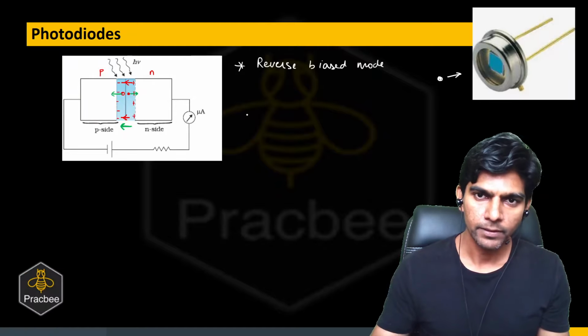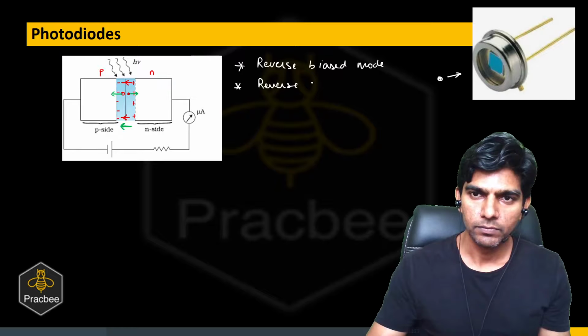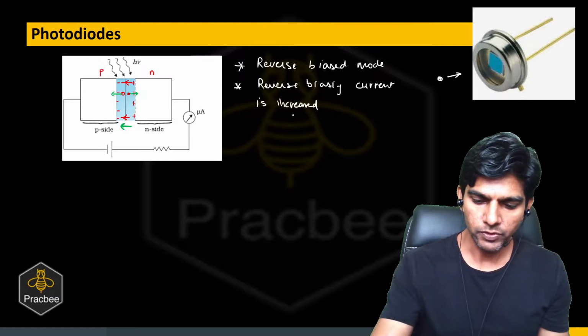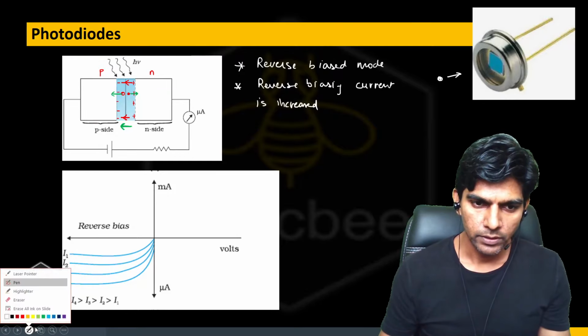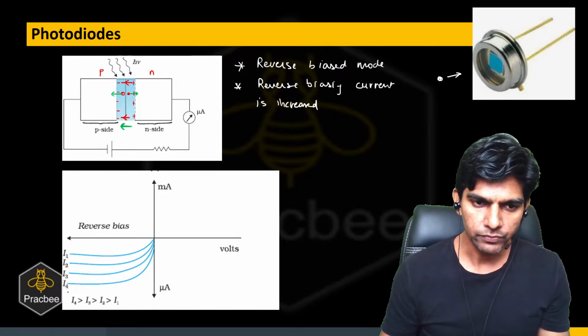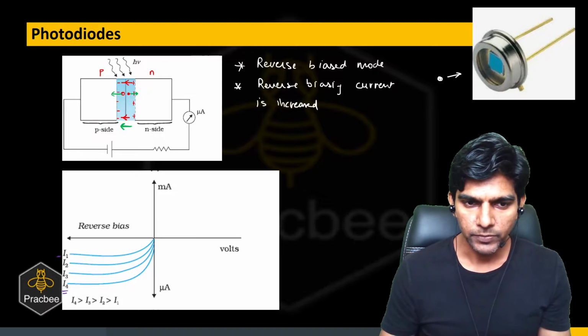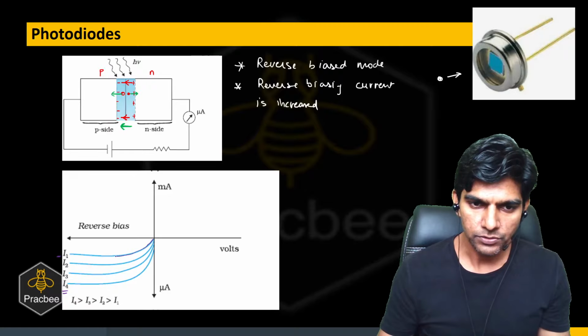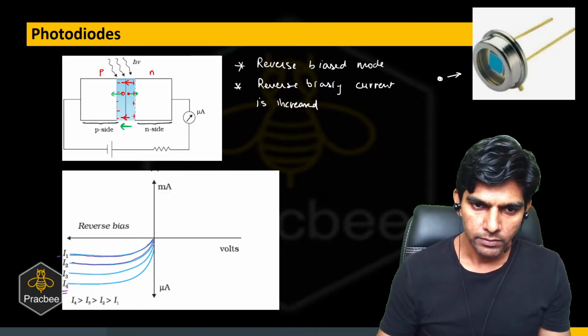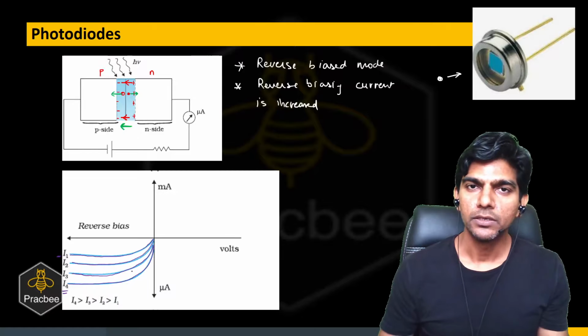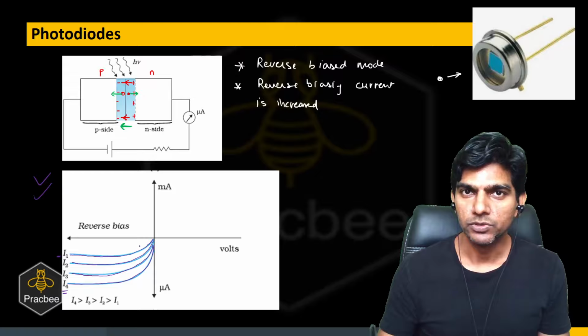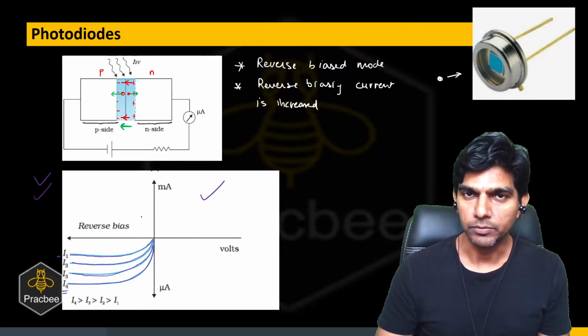So we can say the reverse biasing current is increased. If we plot the graph, let us say we have four intensities of light, where I4 is the greatest and I1 is the least. In case of I1, the reverse saturation current is small, but as the intensity is increased, it keeps on increasing like this. So this is the basic VI characteristic for a photodiode, and it is always operated in reverse biased mode. That thing you have to remember, and you should remember this graph.